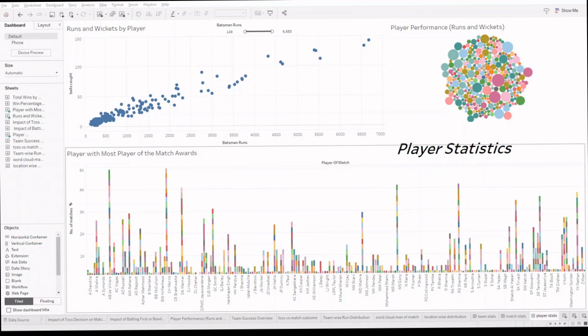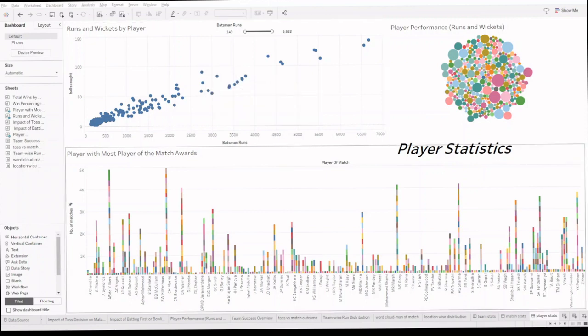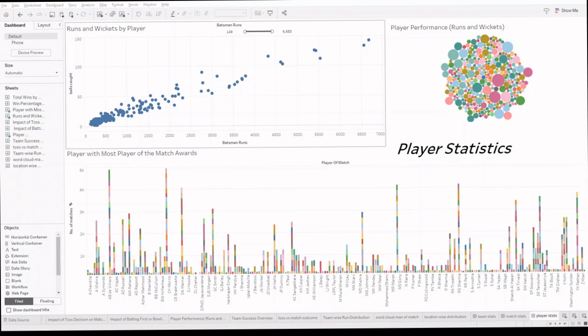Obviously, most individual players will be resembling their own status by showing the number of man of the match awards. So here, in the top left corner, there is a scatter plot illustrating runs and wickets by each player. Any standout performances can catch your attention. Here we can see how many balls were caught by a person and how many runs he has scored.